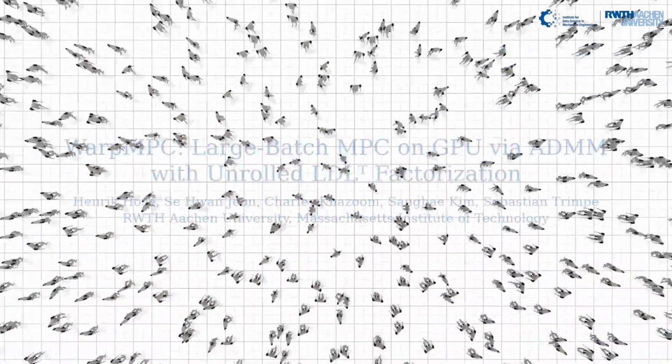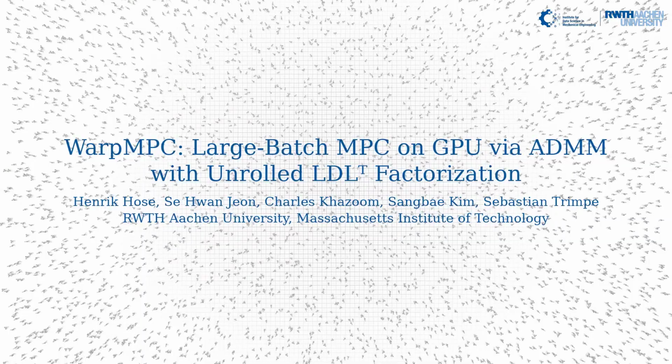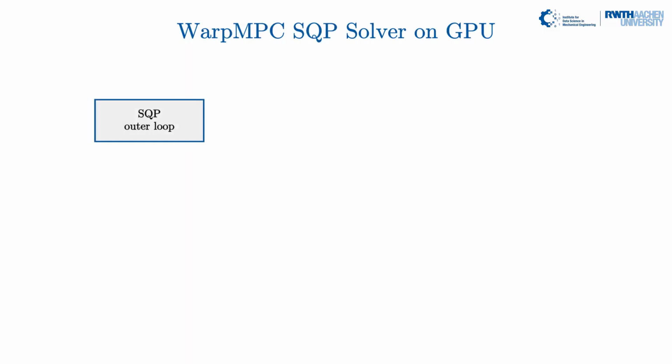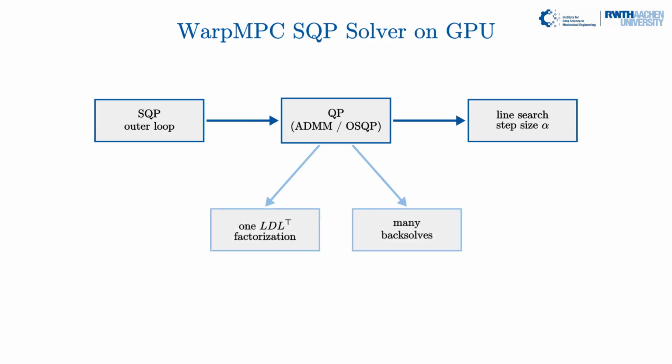We present WarpMPC, a toolbox for solving large batches of MPC problems on GPU. A common method for solving MPC is via sequential quadratic programming, SQP, where the nonlinear MPC problem is approximated by a quadratic program, QP, to determine a step direction. For large systems that are typical in robotics, the resulting sparse QPs can be efficiently solved with ADMM-style solvers like OSQP, which require one factorization and many backsolves of a sparse linear system.